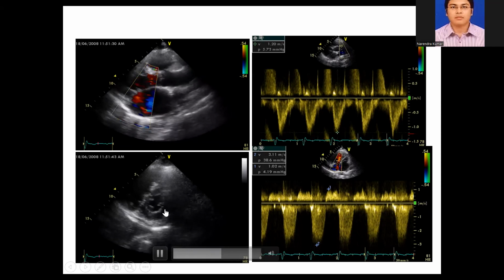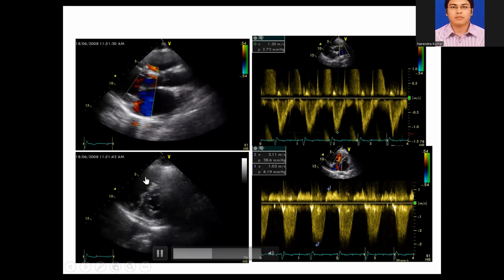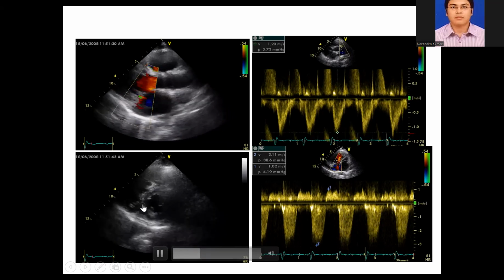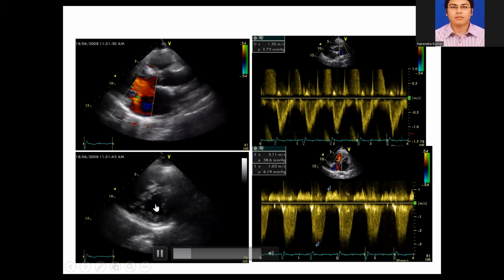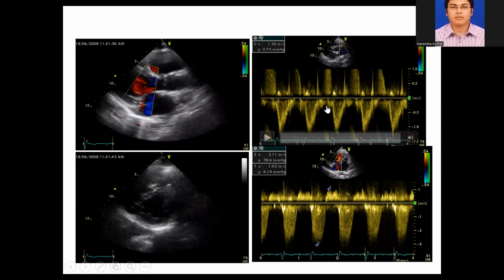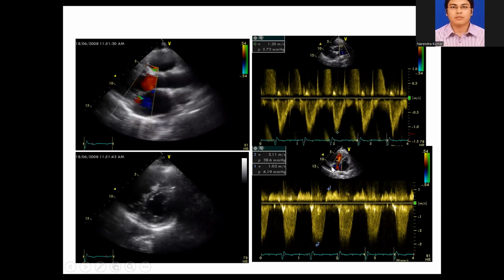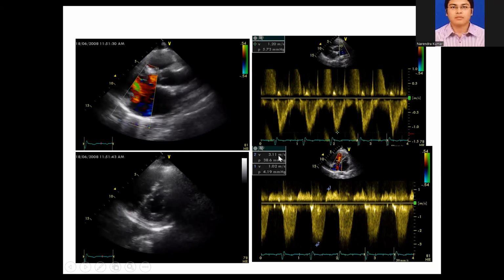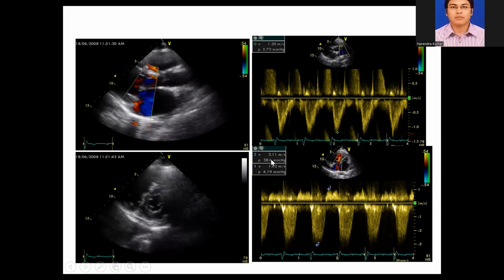This is the short axis view at the LV. This is LV, this is RV. First of all, RV is bigger, LV is smaller, and look at this D-shaped ventricle. But this D-shape is only during diastole, not in systole. It means it's a volume overloaded condition. This is pulmonic flow, which is normal. And this is the TR jet, which gives a velocity of almost 3.11 meters per second and a gradient of 40 millimeters of mercury.